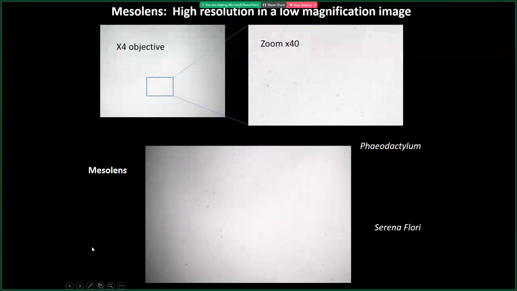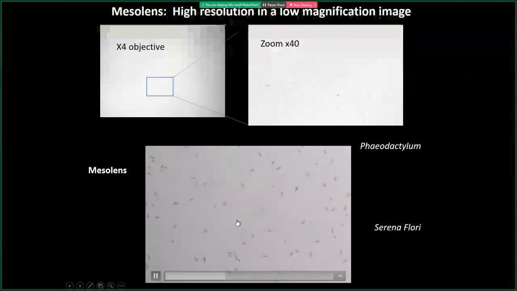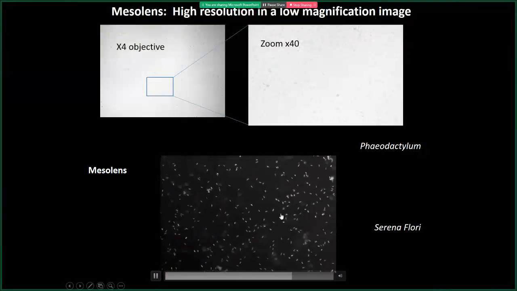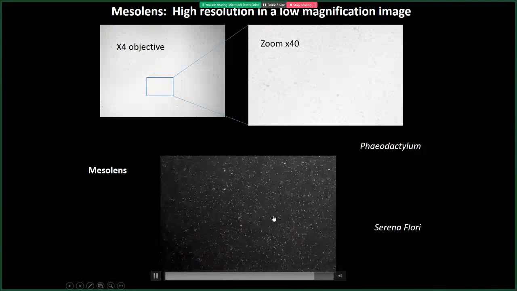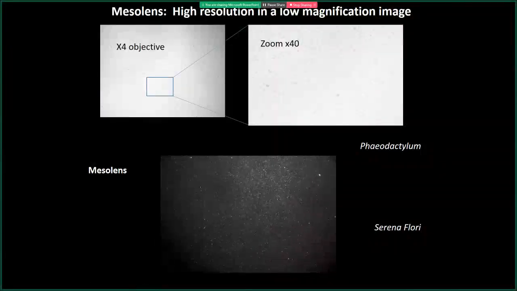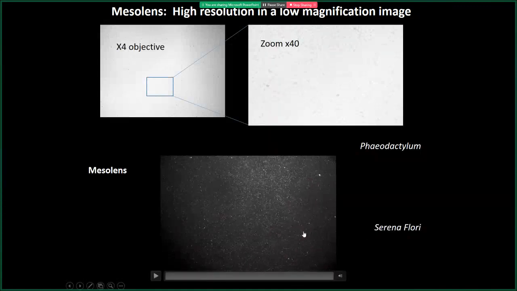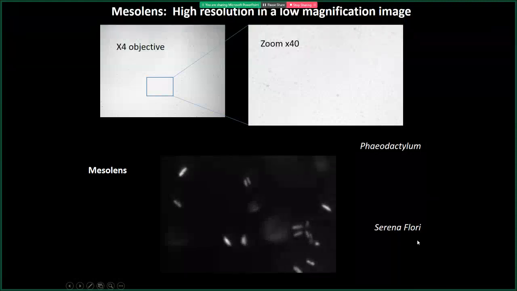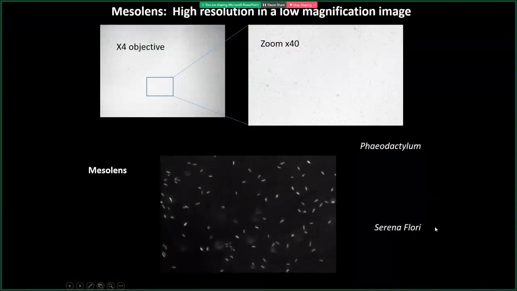So here we're zooming into the specimen, and what you can see are now the single cells of every single Phaeodactylum in this culture. And we can do the same with fluorescence. Now I'm zooming back out, switching to fluorescence mode. So with the Mesolens, we can look at tens of thousands of cells, but we can get single cell resolution as we zoom in digitally. And this image sequence was acquired by Serena Flory.